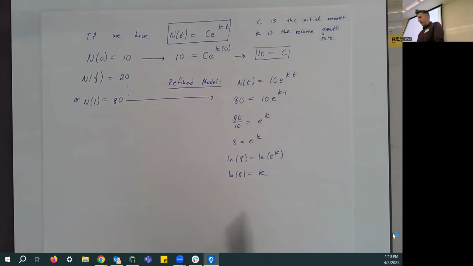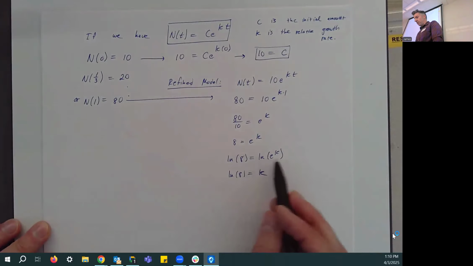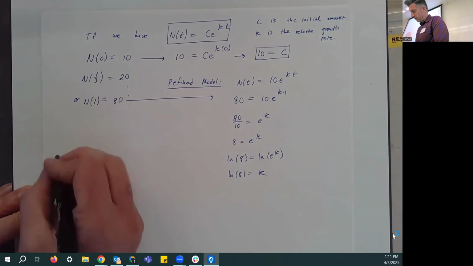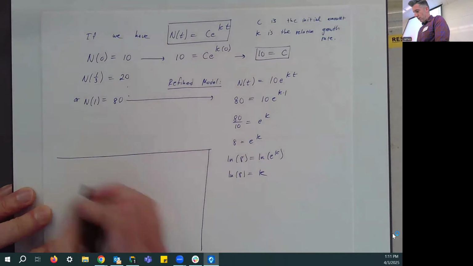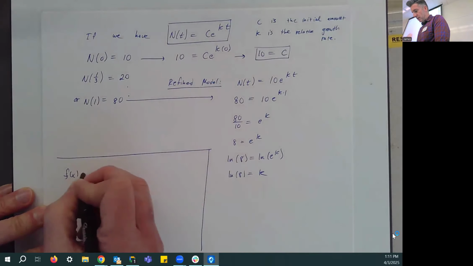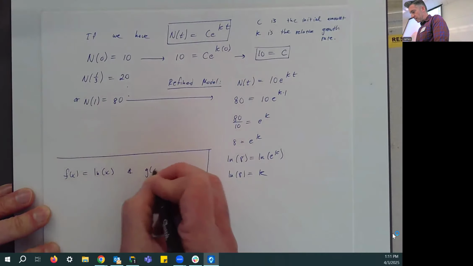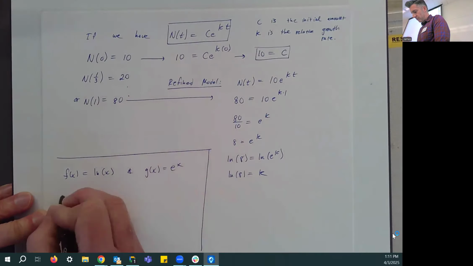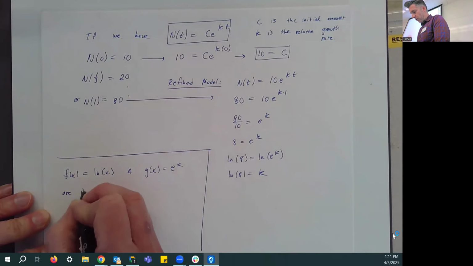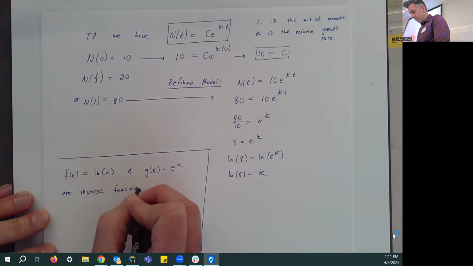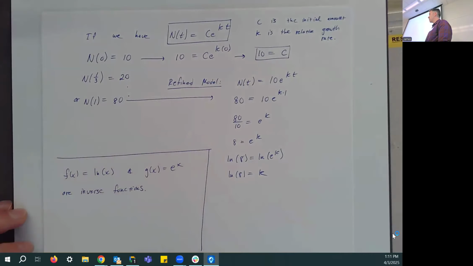Good question. You mean from right here? So there's a couple ways to think about this, and this is actually kind of coming up on the next part, which is these are inverse functions. They undo what the other one does. So let me give us some room right here. So f of x equal to the natural log of x, and g of x equal to e to the x, or what we call inverse functions. They undo what the other one does.